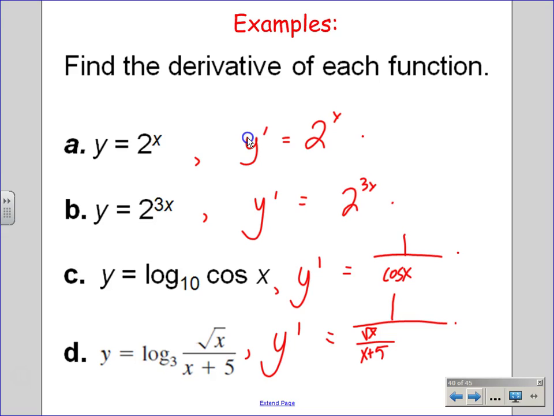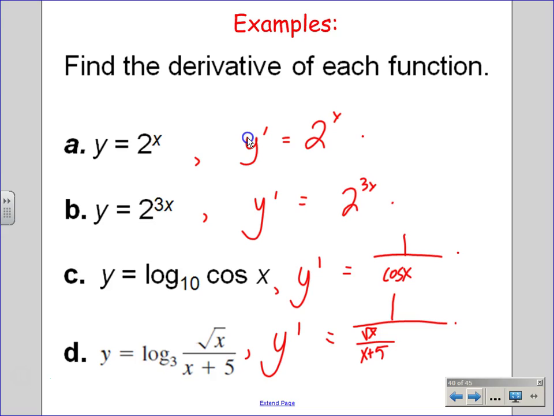Pause. Why am I starting these right away just like this, without even thinking twice? It's like e to the x and ln, right? Derivative of e to the x is e to the x. Derivative of 2 to the x is 2 to the x. No big dealio.